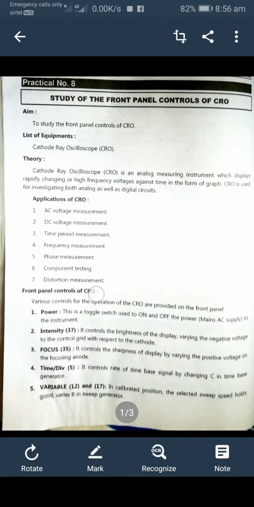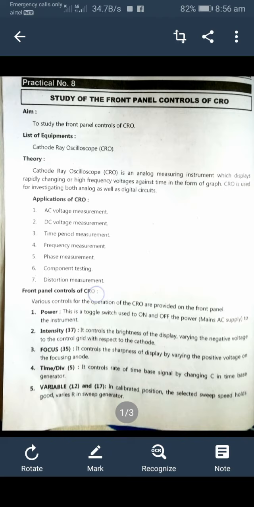INT and EXT switch: in internal mode, the display triggers from a signal derived from channel 1, channel 2 or line. In external mode, trigger from any other external source is fed through the EXT trigger BNC socket. BNC stands for British Naval Connector.